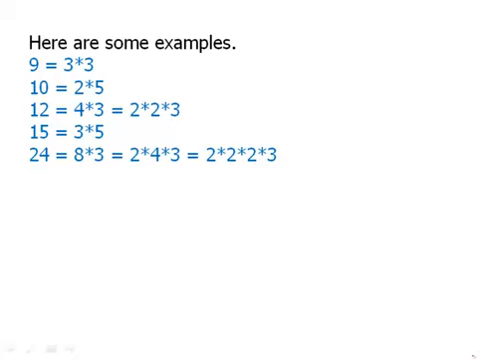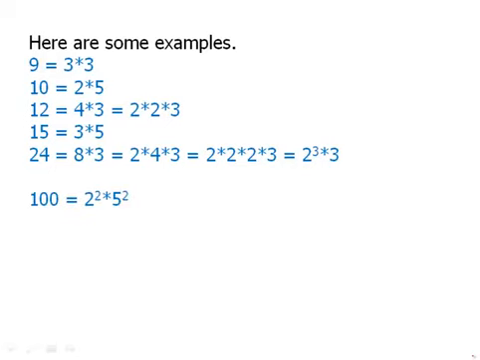And in fact, we can even write it this way with an exponent, 2 to the third times 3. Either way is correct to write it. When the numbers tend to get larger and you have lots and lots of prime factors, it's usually more convenient to write it in exponent form simply because it's more compact.